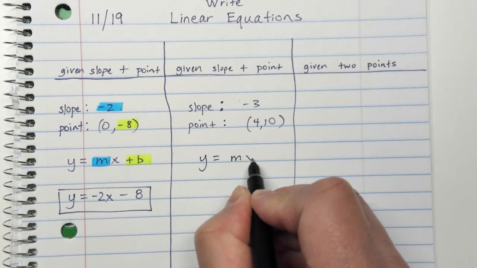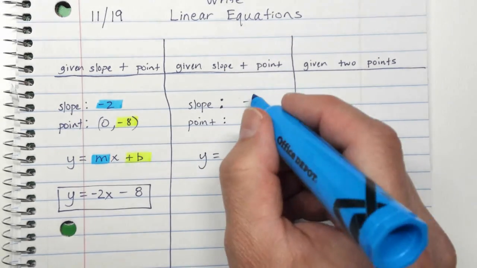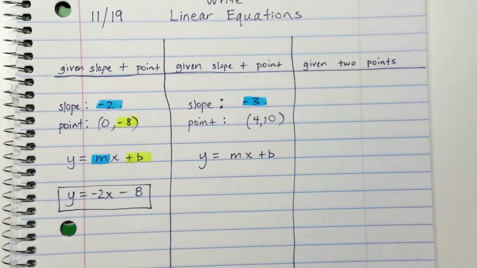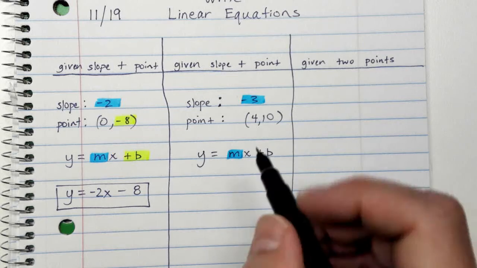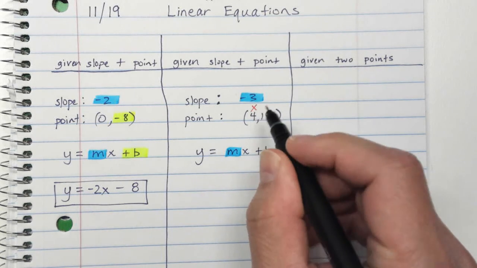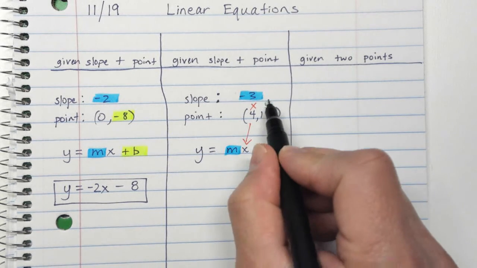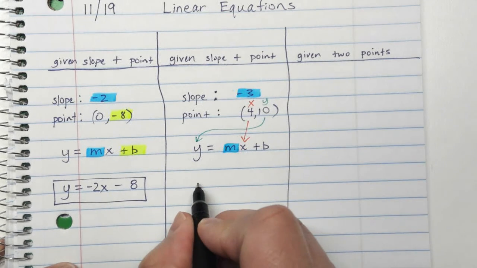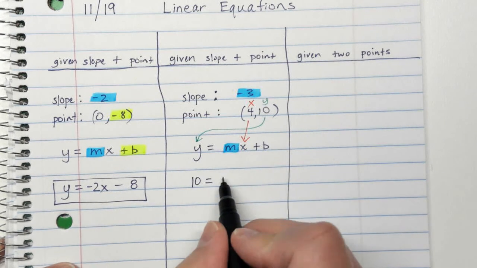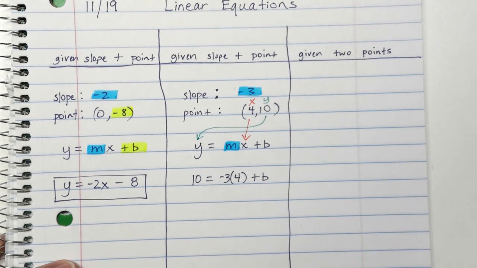Y equals mx plus b. This time we know, I wish I had a third highlighter color, but we know the slope is -3. That goes there. Then we know this is x. That goes there. This is the y value. It goes here. So if you plug everything into the correct location, you end up getting 10 equals -3 times 4 plus b, and then you solve for b.